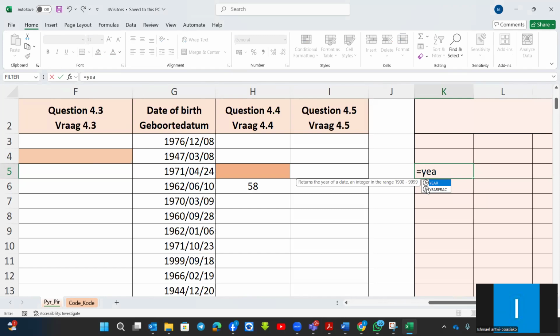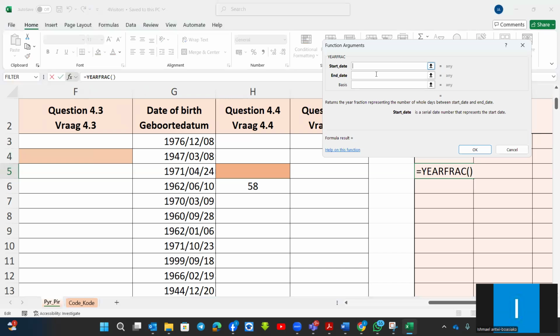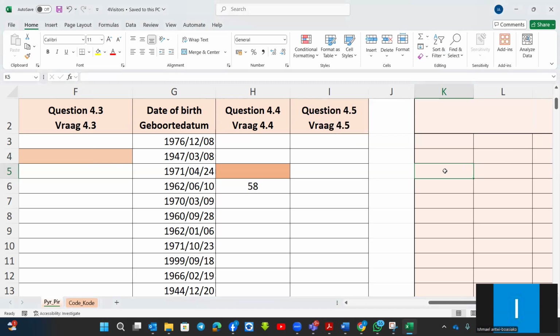So now here we use the YEARFRAC. And then you click on FX. Then the start date and then the end date. The start date will be the date given to you. And then the end date will be the current date, which is now. Or you can use today. Or to make it simple, let me first use today because we need it. Let me use today to break it down.